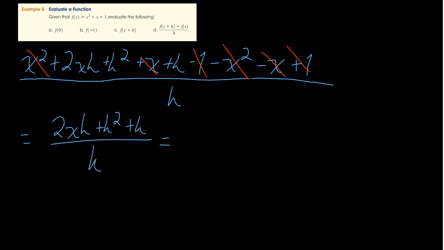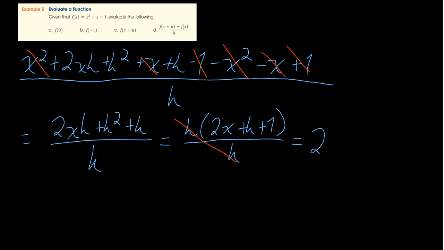And I've got an h in every single term here in my numerator, right? So I can factor an h out. I've got 2x plus h plus 1 all over h. I know that these h's can cancel. So that means I've got 2x plus h plus 1. Okay? And that was D. Big old doozy there, wasn't it?